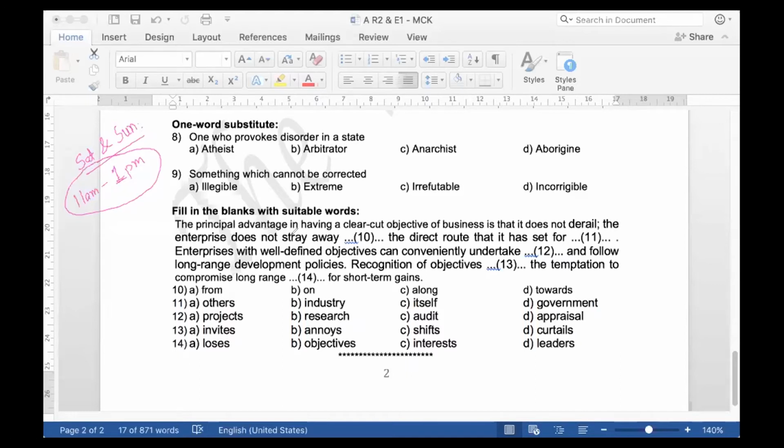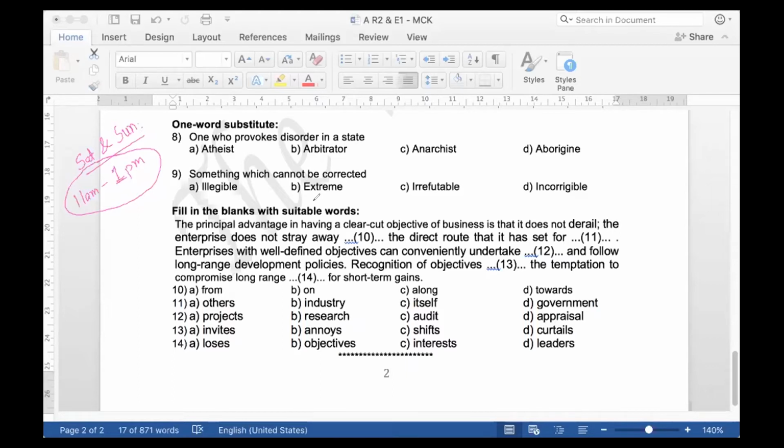The principal advantage in having a clear-cut objective of business is that it does not derail. The enterprise does not stray away dash the direct route that it has set for dash. Enterprises with well-defined objectives can conveniently undertake dash and follow long-range development policies. Recognition of objectives dash the temptation to compromise long-range dash for short-term gains.